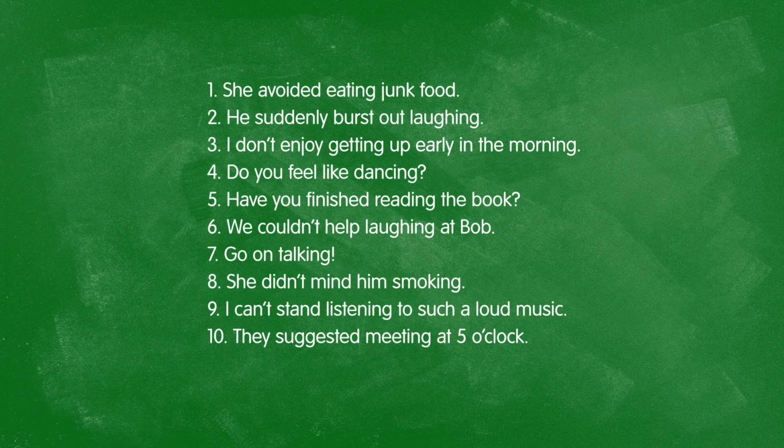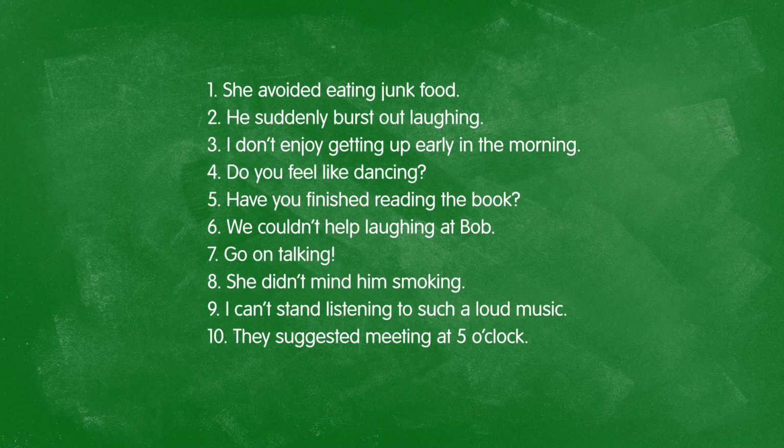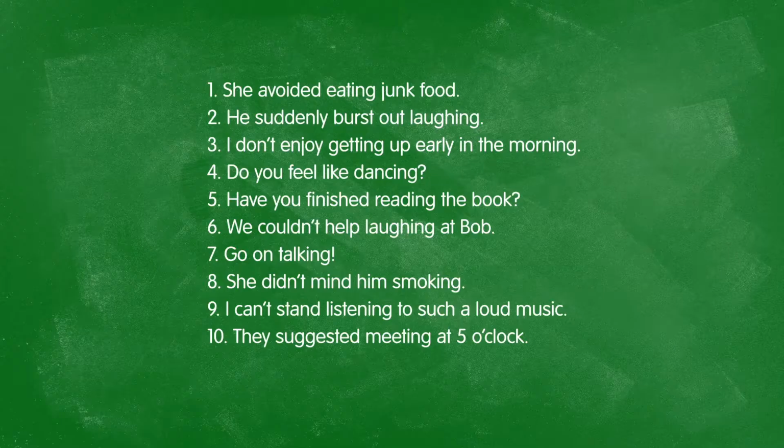She avoided eating junk food. Here, eating is what she avoided. It forms the object of the verb. She avoided eating. The second, he suddenly burst out laughing. Again, laughing forms the object. What did he burst out doing? He burst out laughing. Third, I don't enjoy getting up early in the morning.